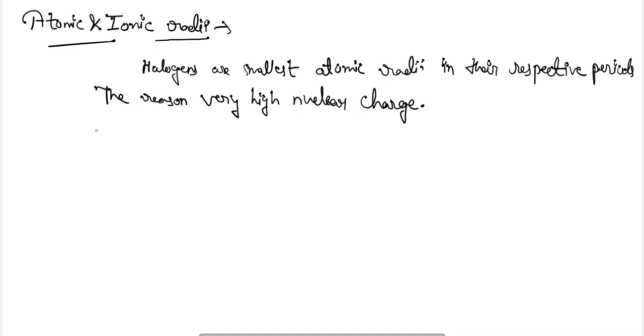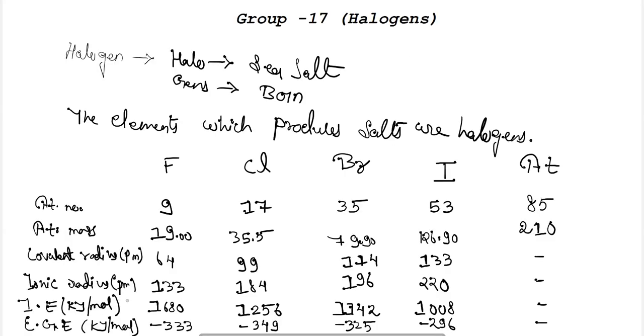But on going down in the group, we will see that the atomic radius is increasing. On going down in the group, we can observe that the atomic radii is increasing here, from 64 it is 99, then 114, then 133.